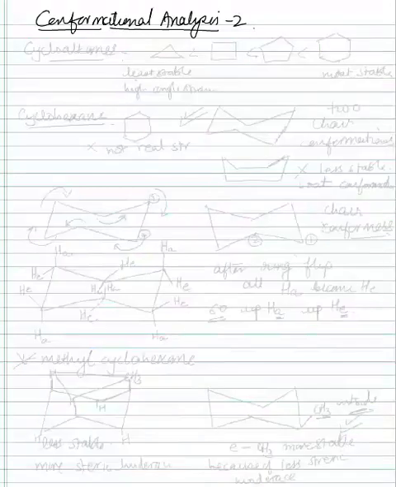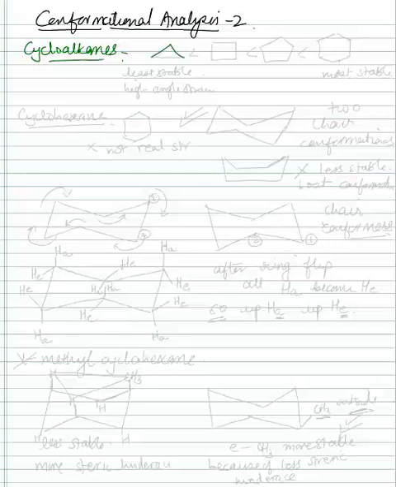So now we're going to do the conformation analysis of cyclo compounds, or cycloalkanes. In cycloalkanes, there are cyclopropane, cyclobutane, cyclopentane, and then cyclohexane. After that, the rings get very big and floppy. So these are the common rings that we talk about initially.